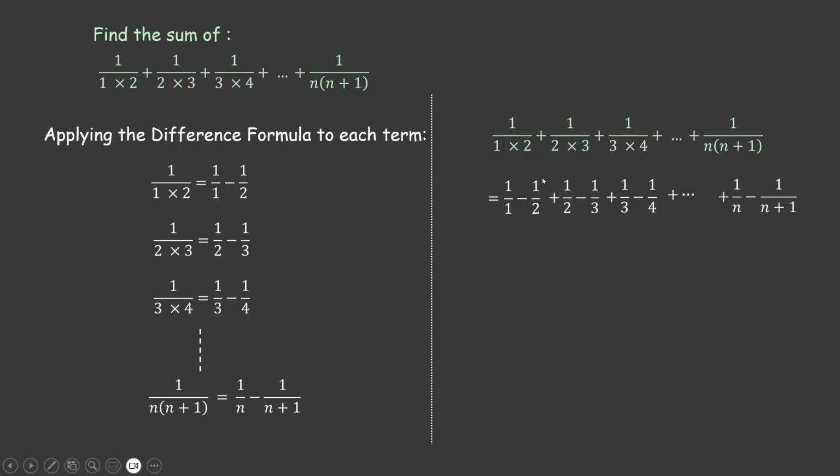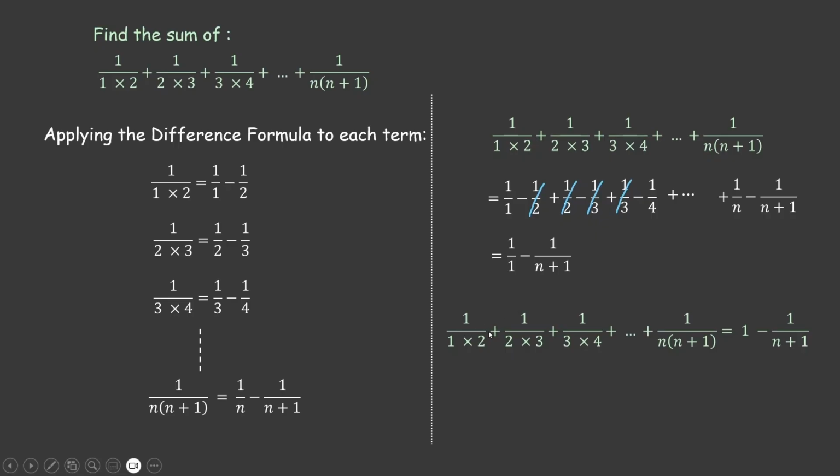Now you will see over here that we can cancel out negative 1 by 2 with positive 1 by 2, negative 1 by 3 with positive 1 by 3. And this will keep on happening continuously. So in the end, we will be left with 1 minus 1 upon n plus 1. So the sum of this series is 1 minus 1 upon n plus 1. Let us take out the LCM. Now 1 and negative 1 will cancel out. This is n upon n plus 1.